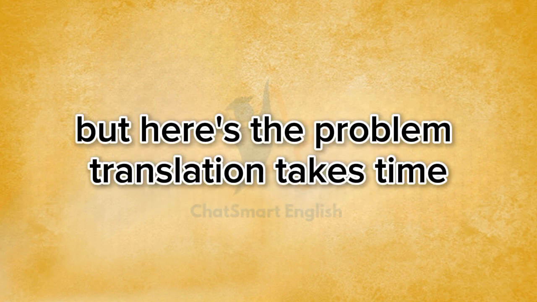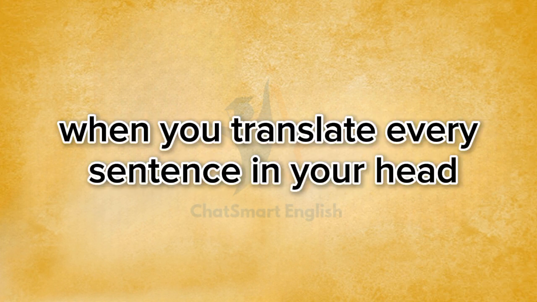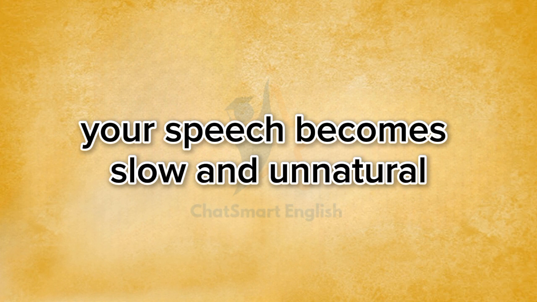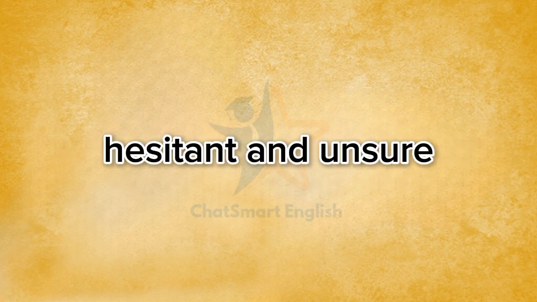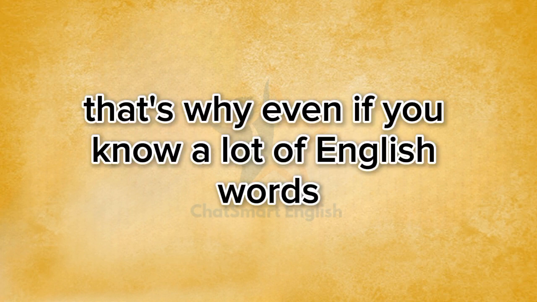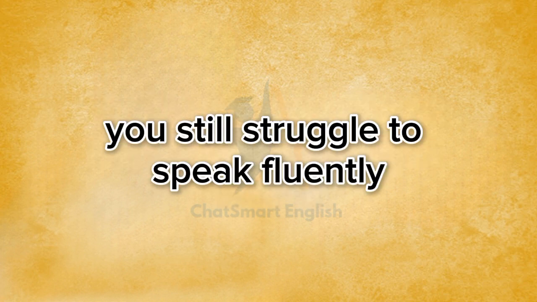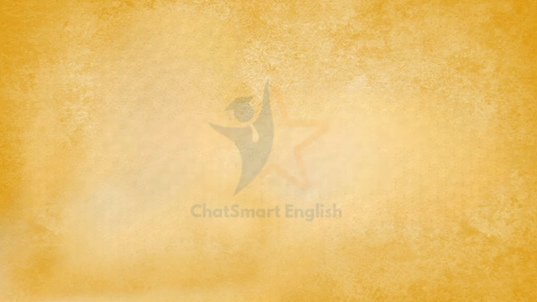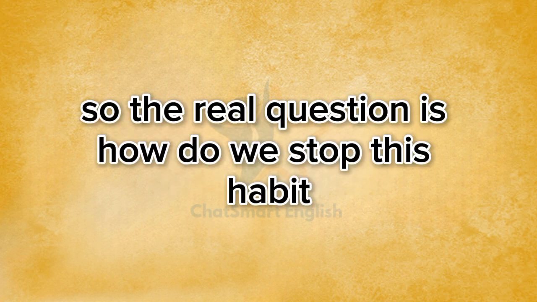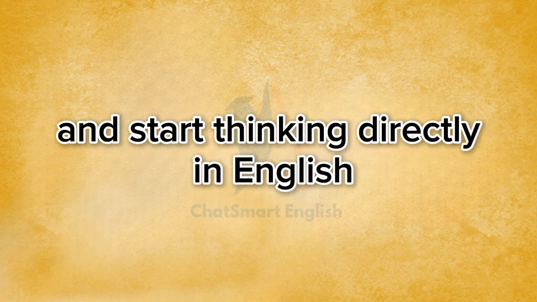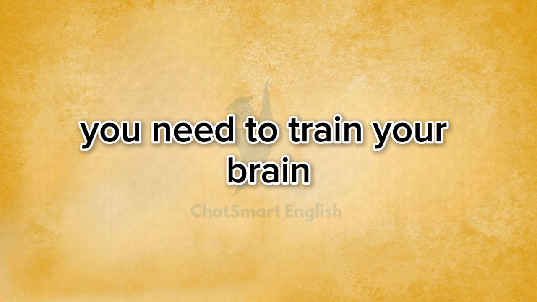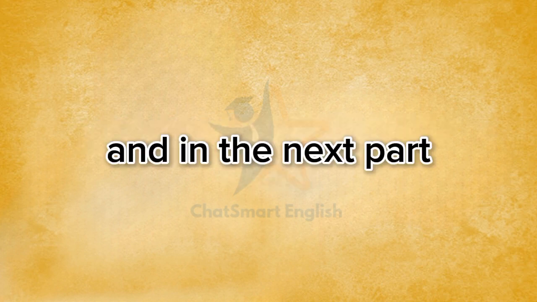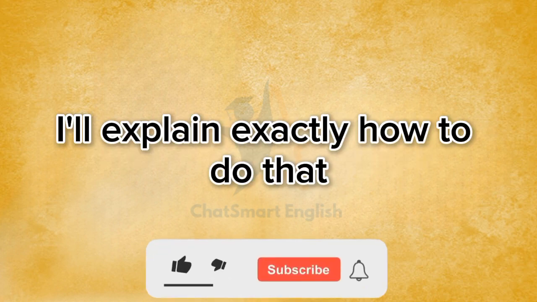But here's the problem. Translation takes time. When you translate every sentence in your head, your speech becomes slow and unnatural. You start feeling nervous, hesitant, and unsure. That's why even if you know a lot of English words, you still struggle to speak fluently. So, the real question is, how do we stop this habit and start thinking directly in English? Well, the answer is simple. You need to train your brain. And in the next part, I'll explain exactly how to do that.